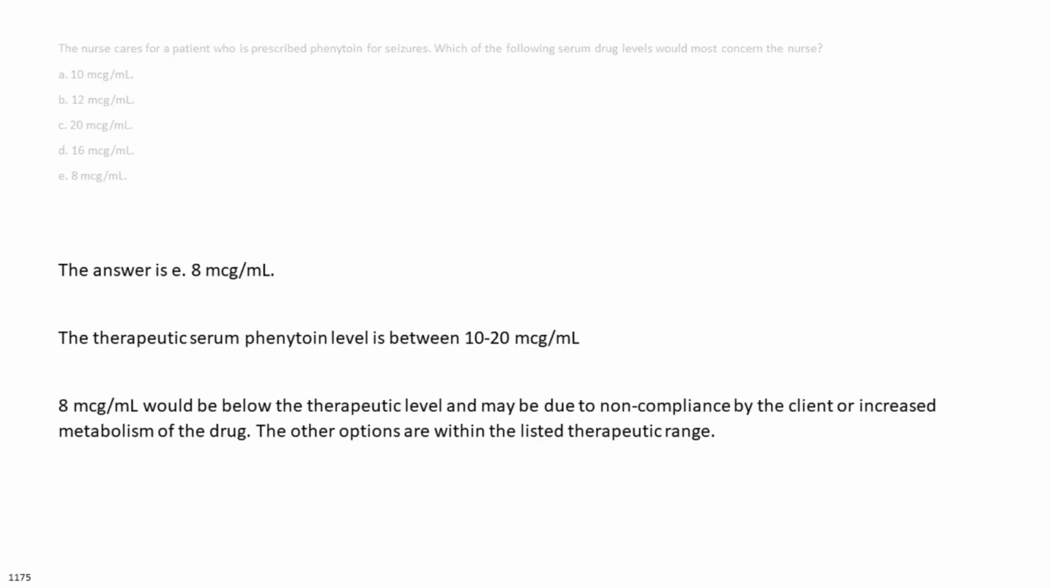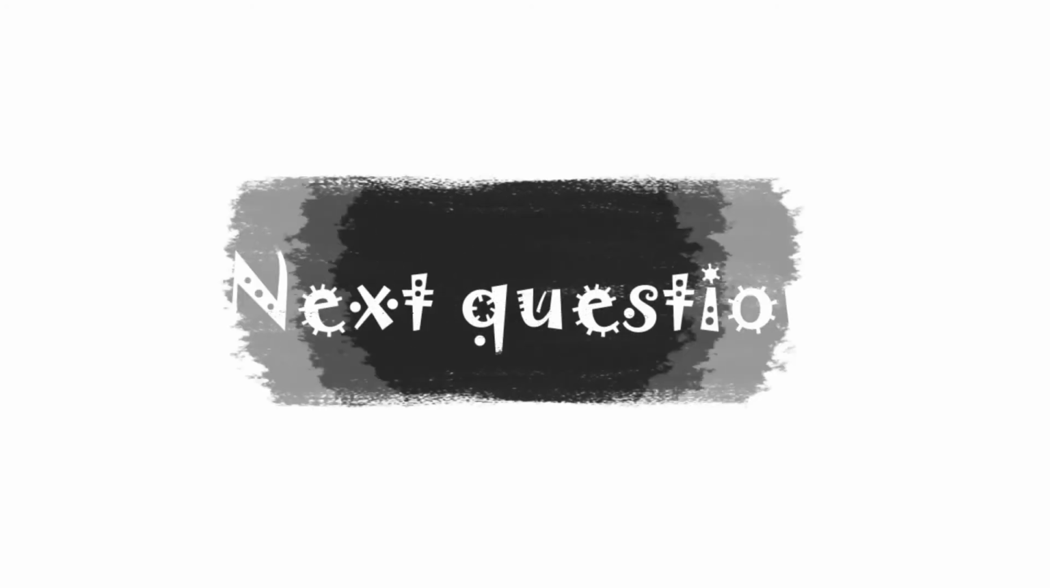The answer is E. 8 microgram per milliliter. The therapeutic serum phenytoin level is between 10 to 20 microgram per milliliter. 8 microgram per milliliter would be below the therapeutic level and may be due to non-compliance by the client or increased metabolism of the drug. The other options are within the listed therapeutic range.